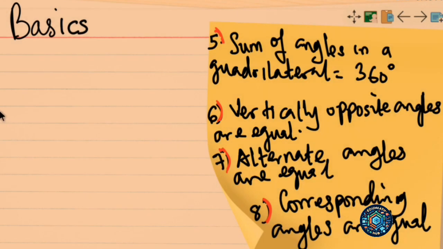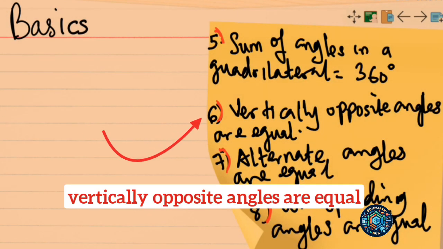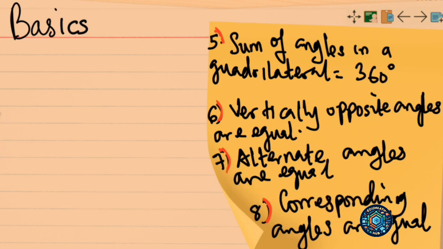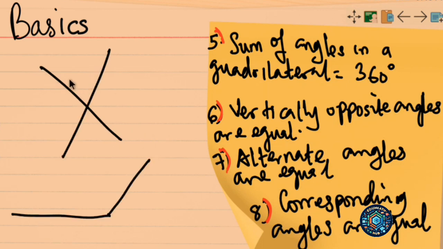Next one, we have vertically opposite angles are equal. So you might ask yourself, what are vertically opposite angles? These are angles that are facing each other. Take for example, you have this line and you have another line like this. The angle here and the angle here are actually equal. They are the same thing because they are facing each other, as you can see. They are facing each other, so they are vertically opposite.